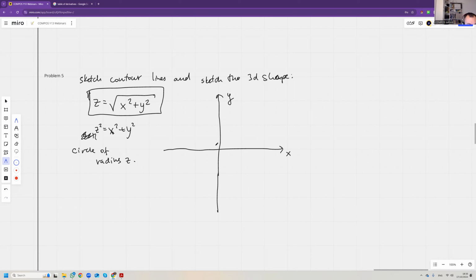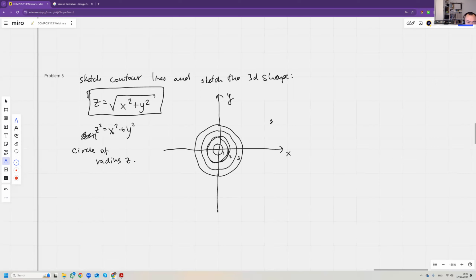So if z is 1, it's going to be like this. If z is 2, it's going to be like this. Z is 3. So 1, 2, 3. So these are the contour lines. In physics, they're also called equipotential lines. Yeah, we use them a lot, equipotential lines.